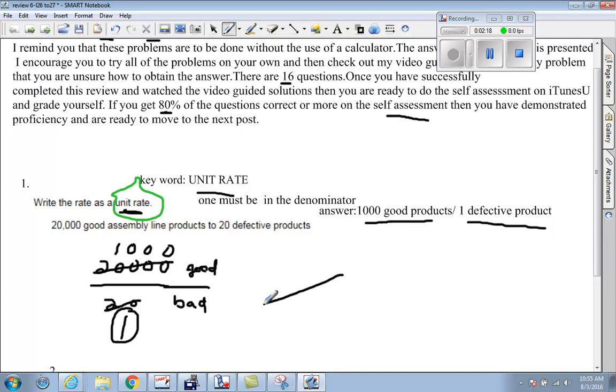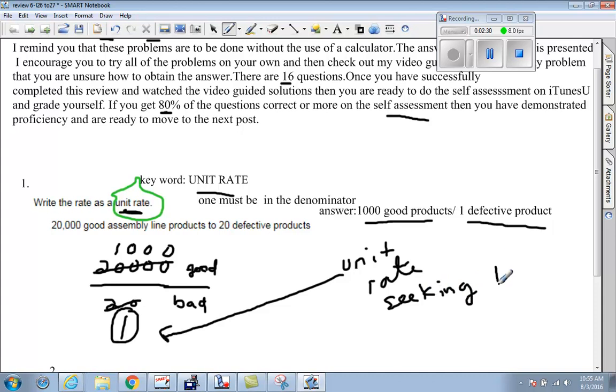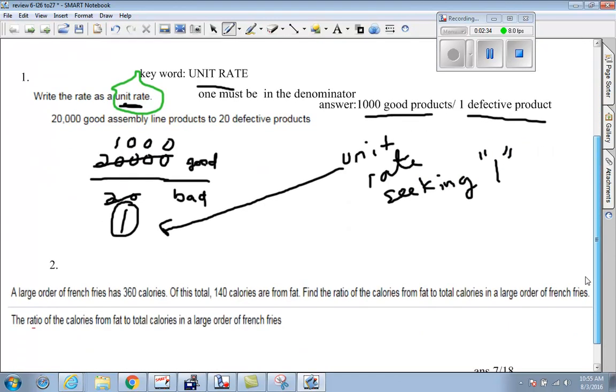So the main thing is, when you get a unit rate, you're seeking 1 in the denominator. Okay, let's head on to number 2.